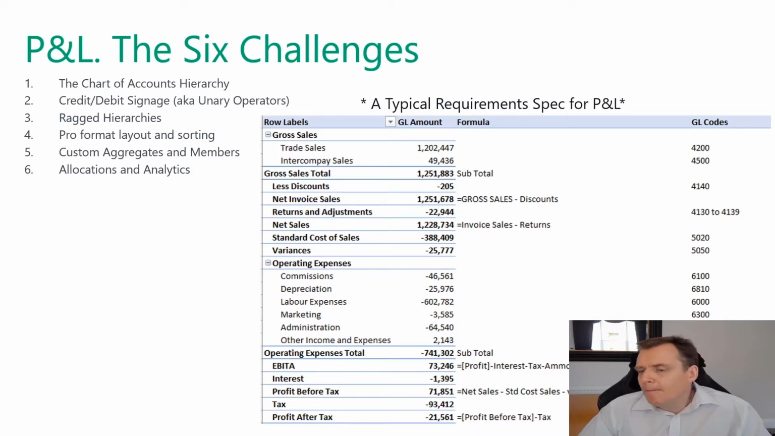Then you'll have some aggregates. There might be subtotals, but these are actually a first-class part of the report, and there might be some custom aggregates. So, for example, net invoice sales is gross sales minus discounts, net sales is invoice sales minus returns, and there'd be some key performance indicators that might be a first-class part of the report.